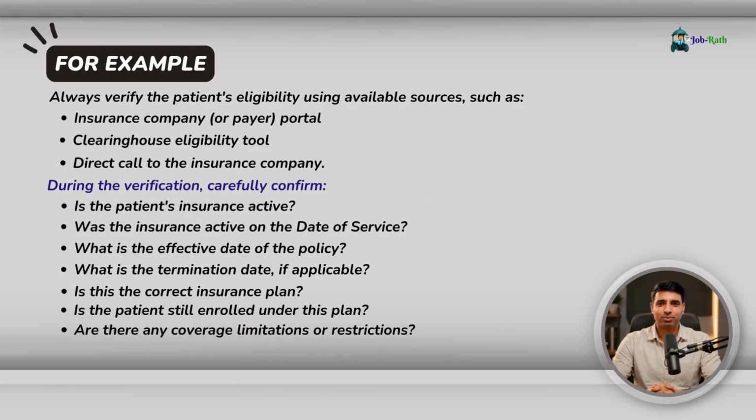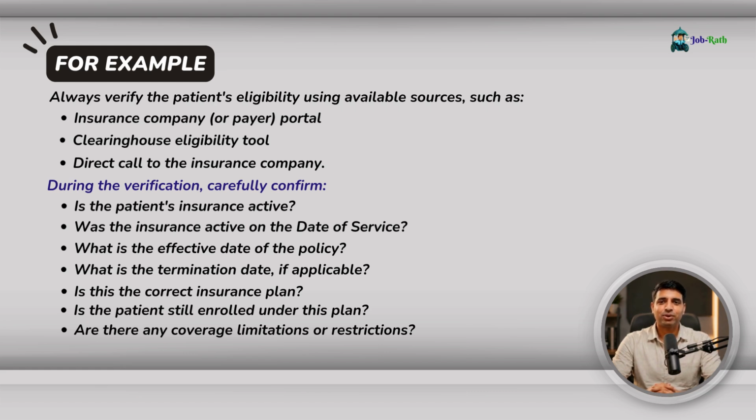Now, in step 4, perform a fresh eligibility verification to confirm whether the patient's insurance coverage was active and valid on the date of service. Before taking any further action, never rely only on a previous eligibility check or old information available in the patient's account. Insurance information can change, and an earlier eligibility response may no longer be accurate. Always verify the patient's eligibility using available sources, such as the insurance company or payer portal, clearinghouse eligibility tool, or a direct call to the insurance company.